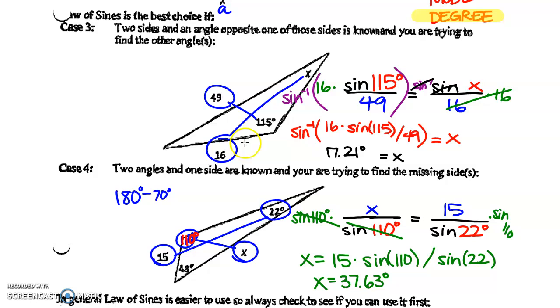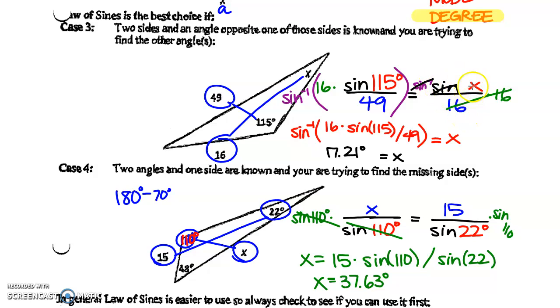Okay, so I'm going to set this up. I have this angle and its side opposite. I have this side, but I don't have the angle opposite. So I'm going to set it up with the thing that I do not know in the numerator. I think it just makes it easier that way. You don't have to, but that's how I'm going to set it up for this one. So sine of x is going to be in the numerator right here. Okay, so I have sine of 115 degrees divided by its side opposite, which is 49, equals sine of x over 16.